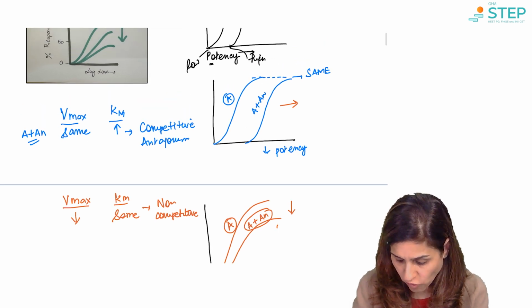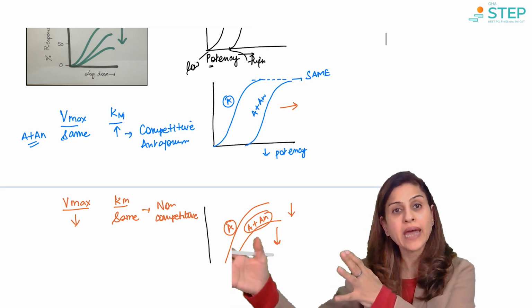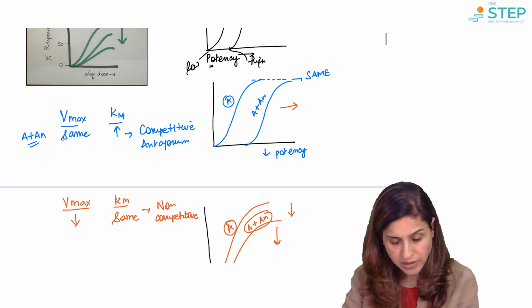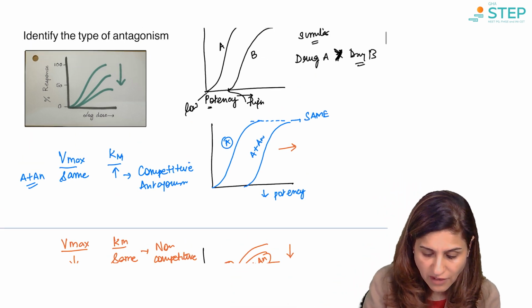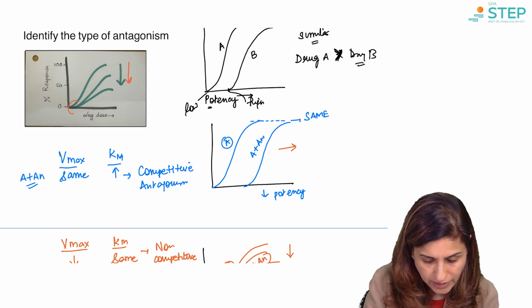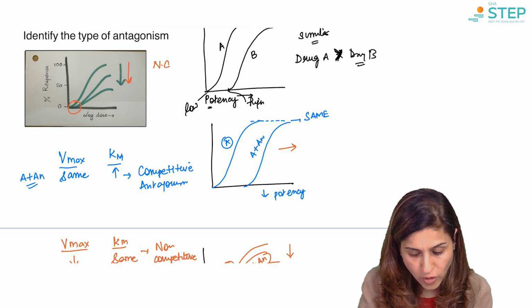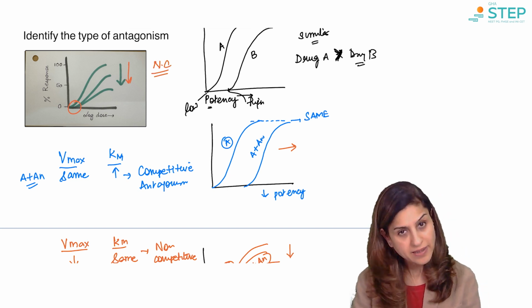Okay, here there is a fall, and in competition, you always move ahead, so you're moving towards the right. So if you see in this graph, what is happening? There is a fall in the height. But here, the Km remains the same. So this is an example of non-competitive antagonism.